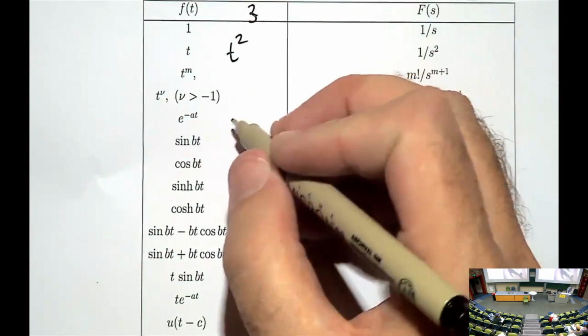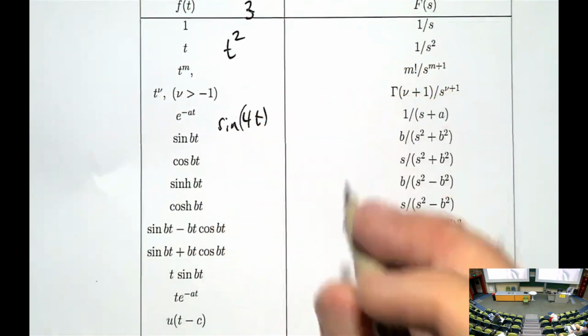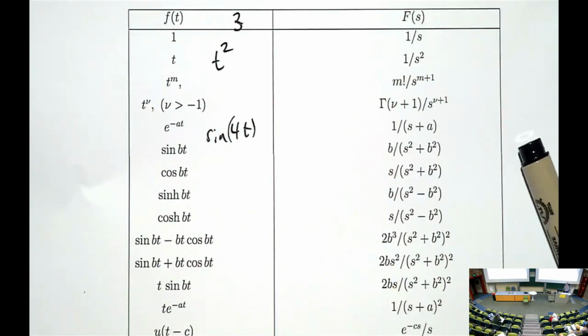Okay, what about the transform of sine of 4t? Not 40, 4t. Yeah, so you go across: 4 over s squared plus 4 squared. Yeah, perfect.